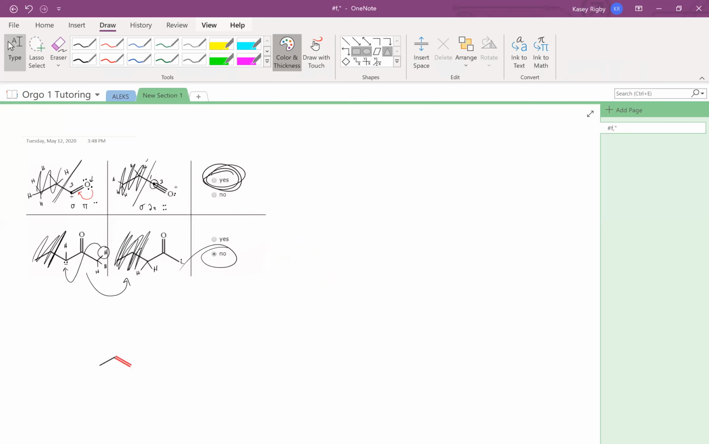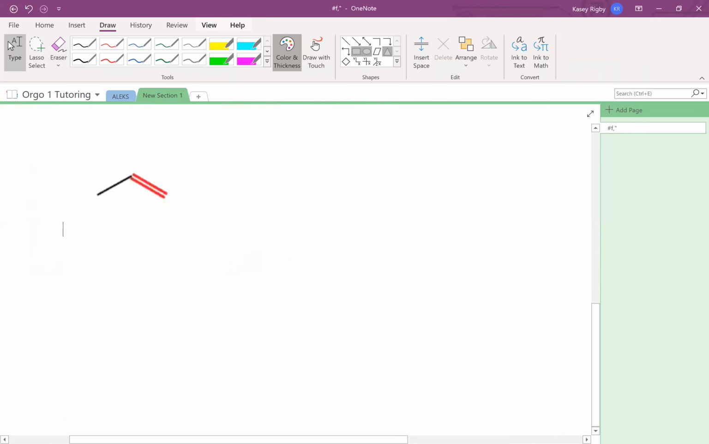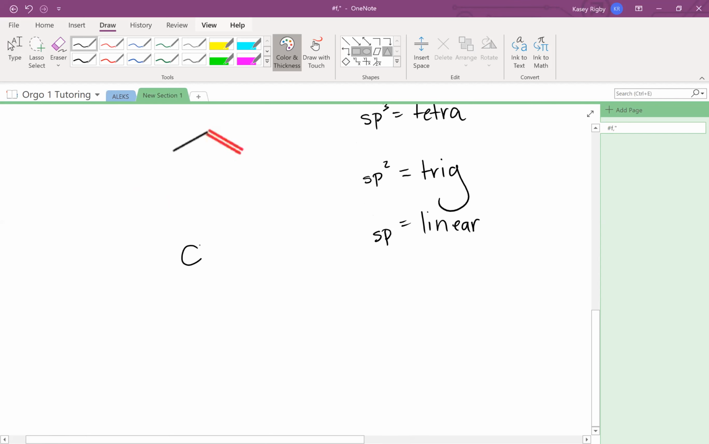There we go. Okay. So if we're looking at something like this, what we have to do is determine the spatial configuration of something like this. So when we're talking about stuff like sp3, sp2, sp, there are specific geometries associated with them. So sp3, as far as carbon goes, sp3 equals tetrahedral. I'm just going to write tetra. sp2 equals trigonal planar. I'm just going to write trig. sp equals linear.